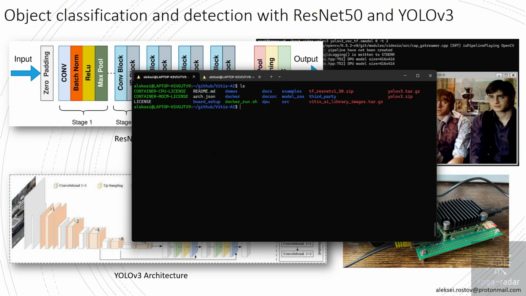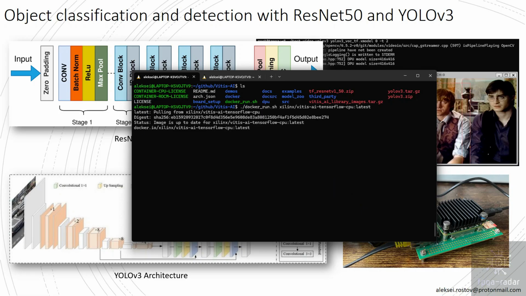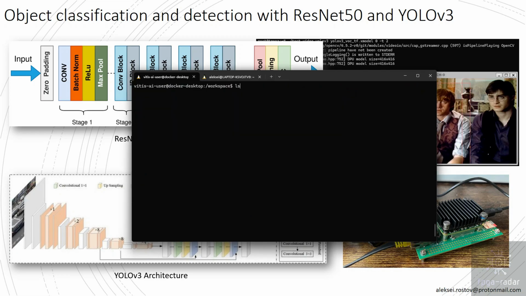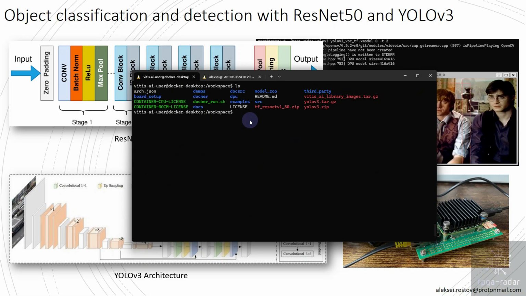Okay, let's run Docker. Let's run Docker here, Docker for TensorFlow. Okay, it's running. Okay, ready. Our workspace corresponds to the Vitis AI root directory from the repository.